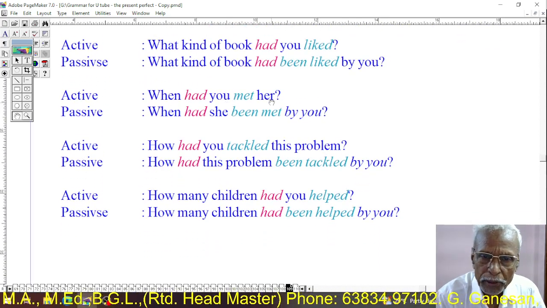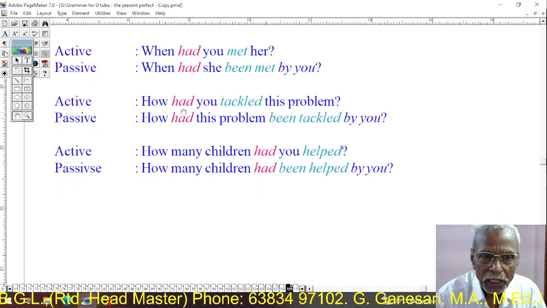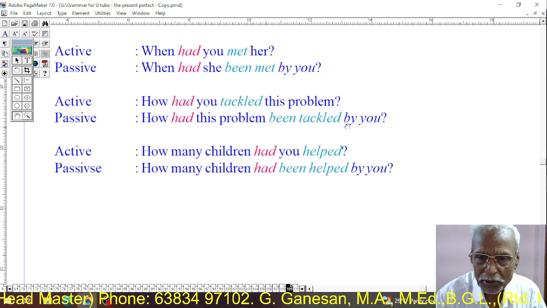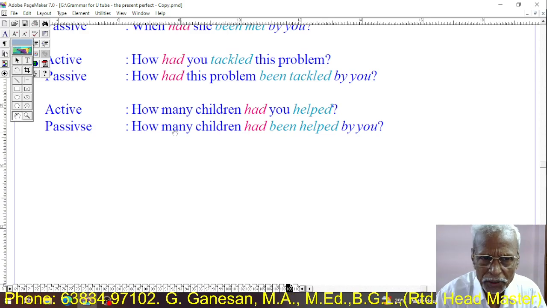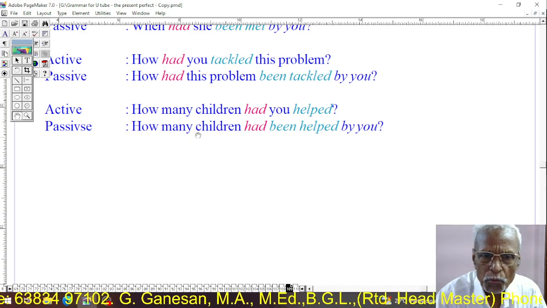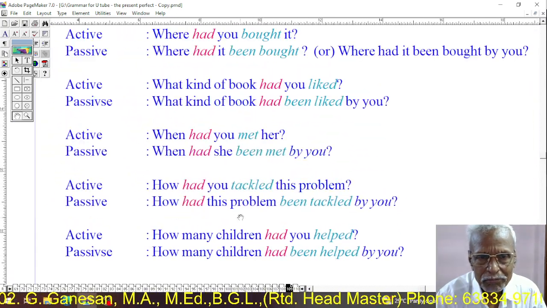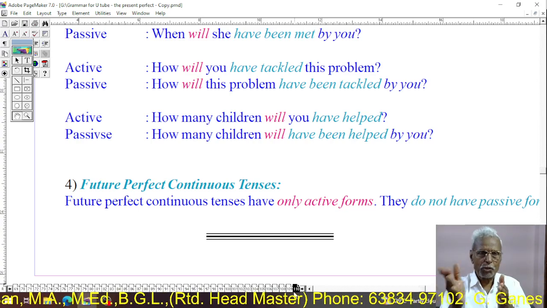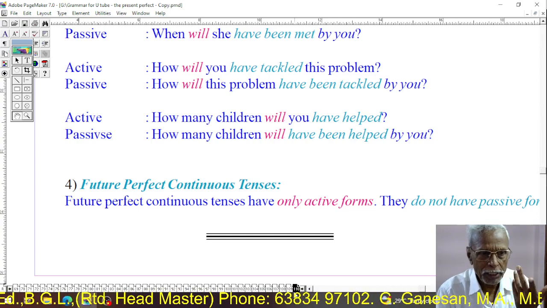When had you met her? When had she been met by you? How had you tackled this problem? How had this problem been tackled by you? How many children had you helped? How many children had been helped by you? Thus, in two verbs, had plus past participle, you have simply to place been before the past participle. That's all.